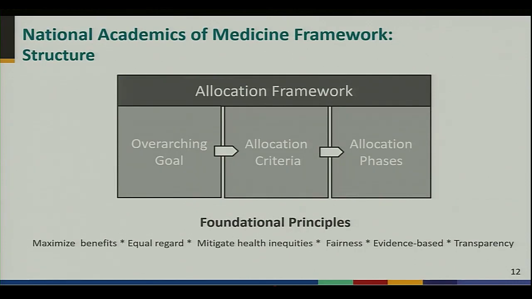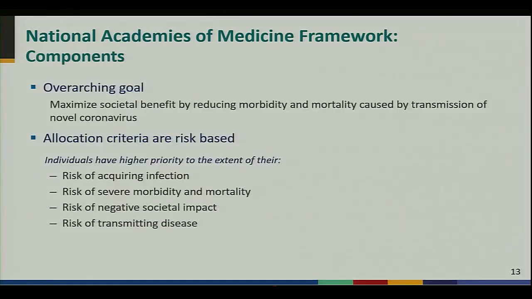The National Academy Framework structure is listed here with an overarching goal to allocation criteria and allocation phases. They have foundational principles listed here: maximize benefit, equal regard, mitigate health inequities, fairness, evidence-based, and transparency. Next slide. They state that their overarching goal is to maximize societal benefit by reducing morbidity and mortality caused by the transmission of COVID. Their allocation criteria are based on the risk of acquiring infection, risk of severe morbidity and mortality, risk of negative societal impact, and risk of transmitting disease. Next slide.